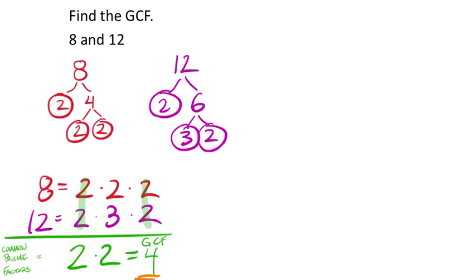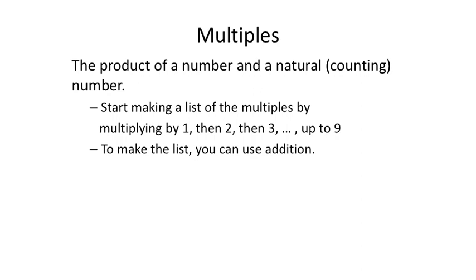And 4 then is our greatest common factor. Now, if you made a list, again, these numbers are fairly small, so making a list maybe wouldn't take as long. The main thing you need to do is get the same answer we got, which is 4. So knowing your multiples is going to help as well. A multiple is the product of a number and a natural or counting number. So you're going to start by making a list of the multiples by multiplying by 1, 2, 3.